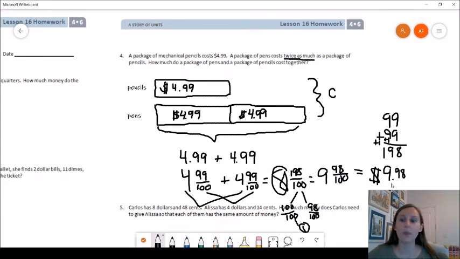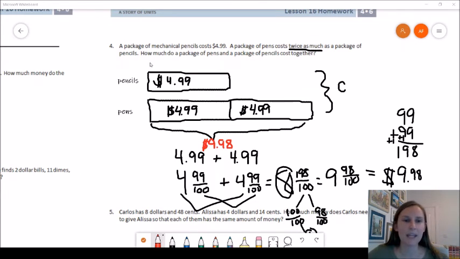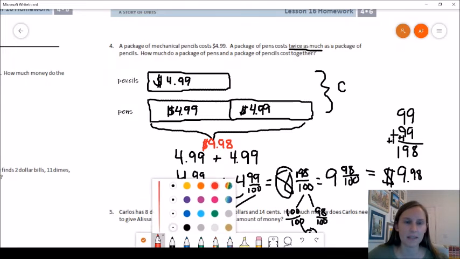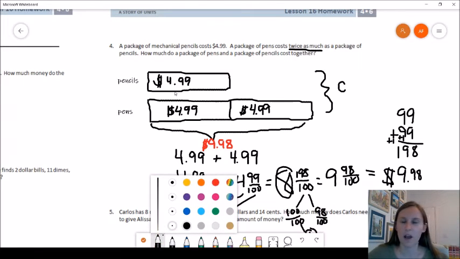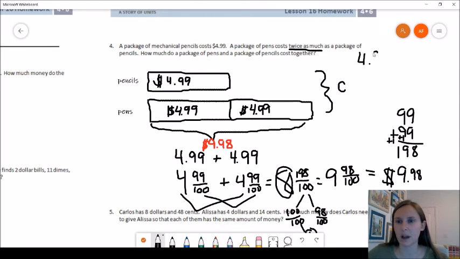Am I finished solving yet? No, because that just told me how much the pens cost, but I'm trying to figure out how much they cost together. Now I need to add the cost of the pencils plus the cost of the pens. So now I need to add the cost of the pencils, which is $4.99, plus the cost of the pens, which is $9.98. So the pencils is 4 99/100 of a dollar, $4.99. And as a fraction, my pens cost $9.98, which is 9 98/100 of a dollar. And now I can add them.